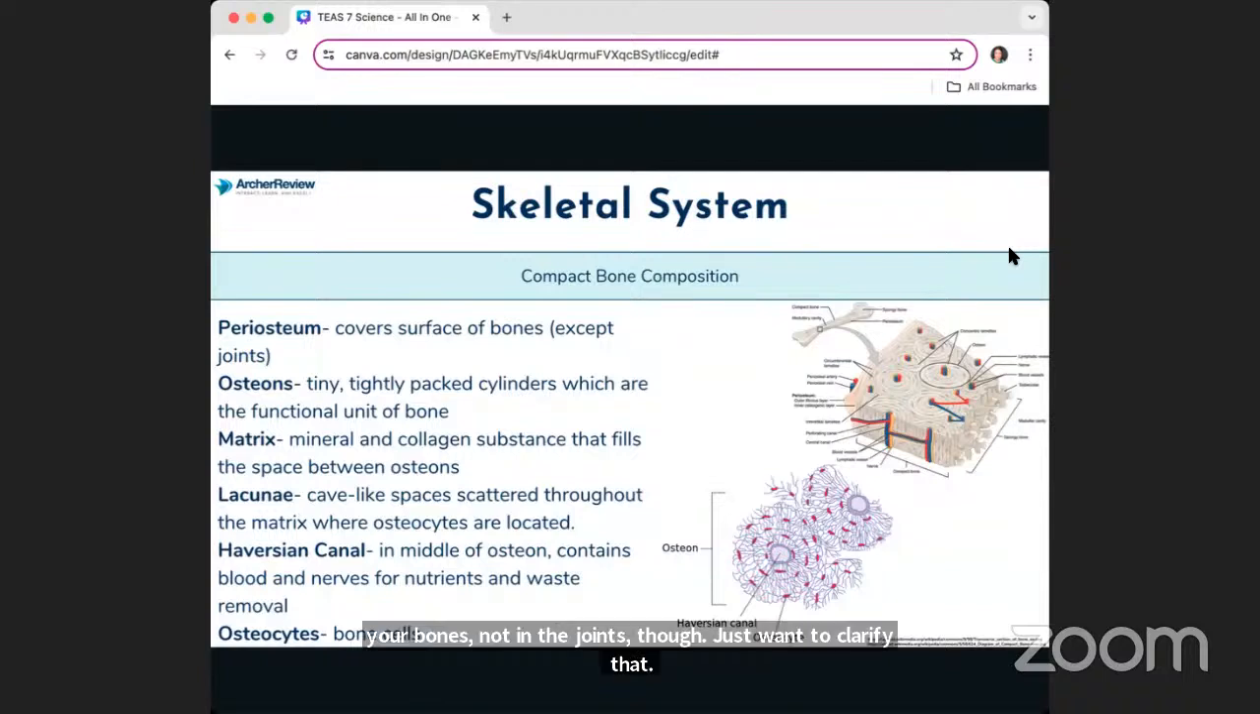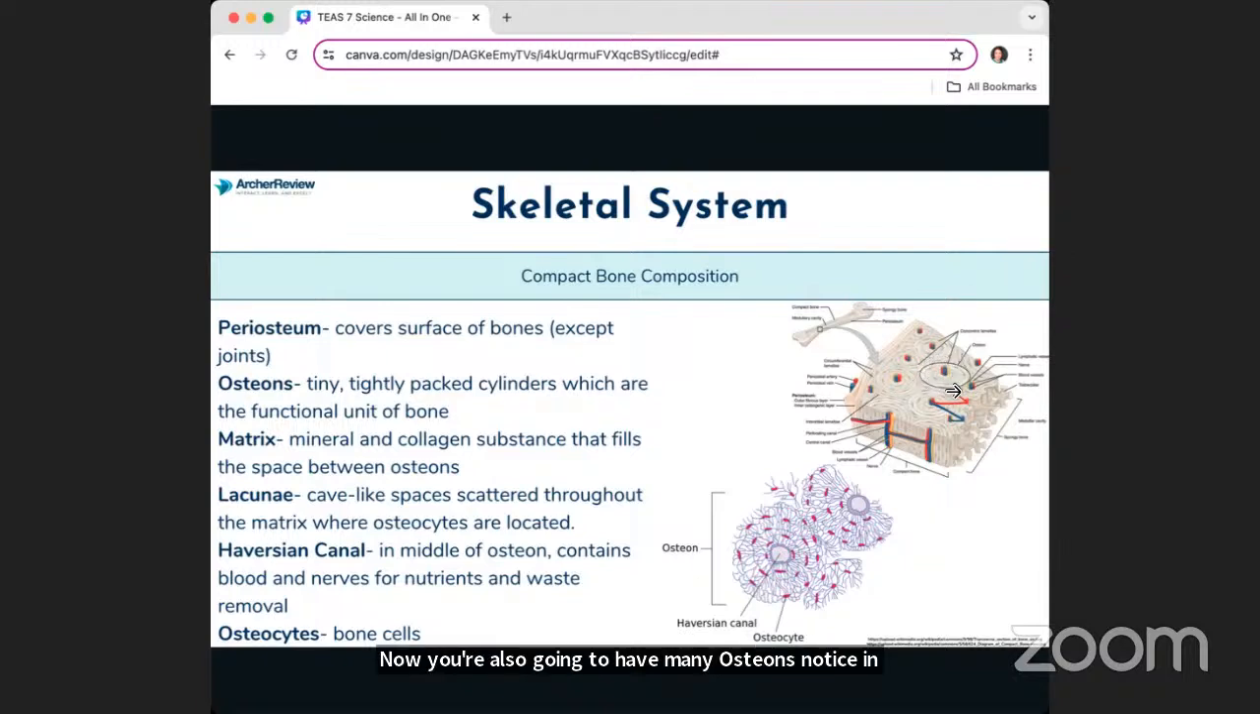Now, you're also going to have many osteons. Notice in our visuals, one entire darkened circle here is labeled osteon. These are tiny, tightly packed cylinders, which is the functional unit of bone. The matrix is going to be in between all of those cylinders. And the matrix is just minerals and collagen that fills those spaces.